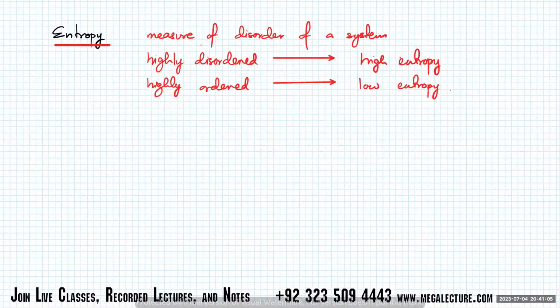And this could be applied to anything. Okay? You can apply it to your room. If your room is very dirty, untidy, that's high entropy. If it's very neat and clean, that's low entropy. So first, understand and make sure you know what high entropy and low entropy means. Okay?